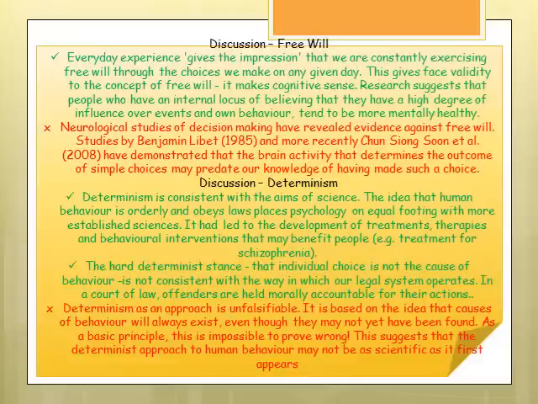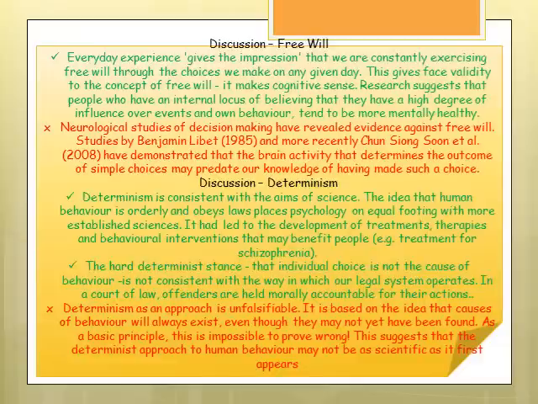So for the idea that psychology is deterministic, determinism is consistent with the aims of science. The idea that human behaviour is orderly and obeys laws places psychology on an equal footing with more established science. So it has led to the development of treatments, therapies and behavioural interventions that may benefit people. For example, if we know that schizophrenia may be a result of high levels of dopamine, we can put treatments in that will lower the levels of dopamine.